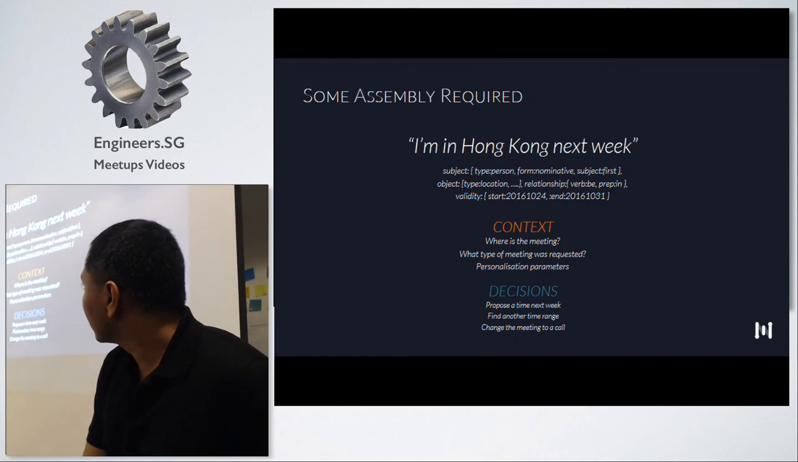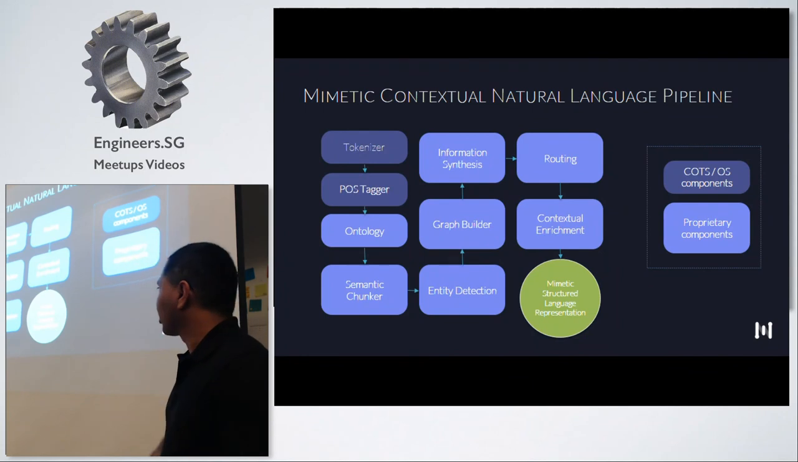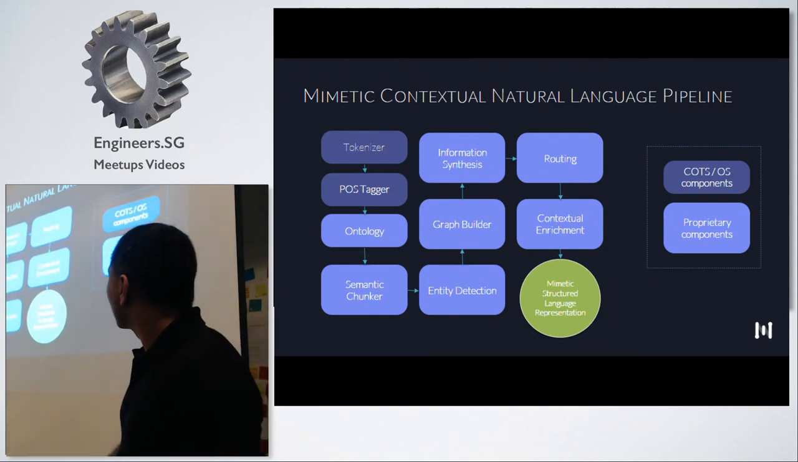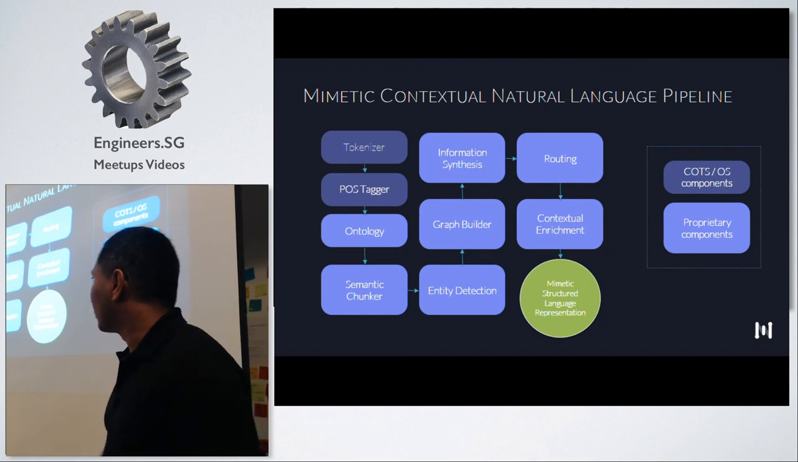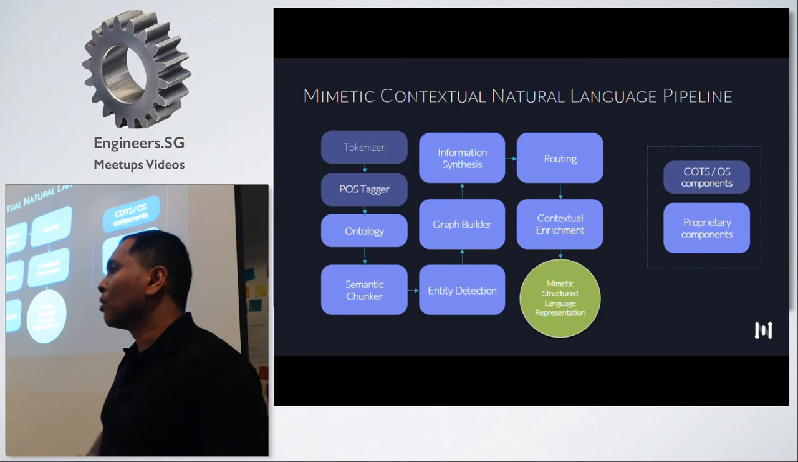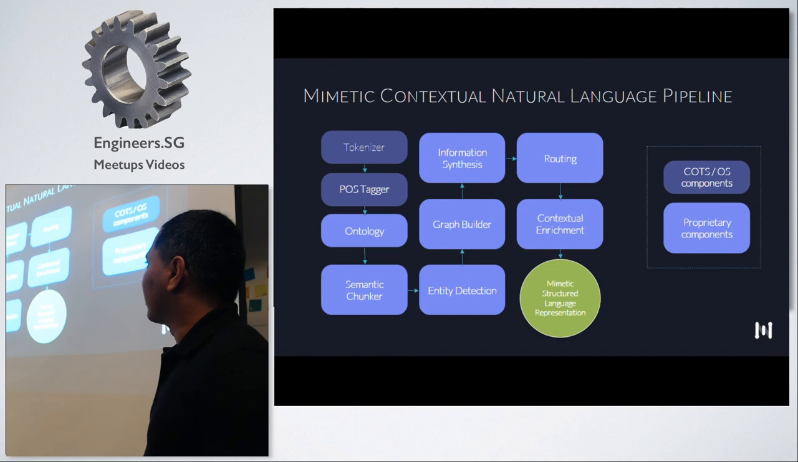So at a higher level, this is kind of what the natural language pipeline looks like. And as I said, it's all built in Ruby, with the exception of the off-the-shelf components. So the tokenizer and POS tagger are off-the-shelf, and this is one of the components that's actually running in Python right now. But the reality is it could run in Java, it can run in C, it could run in whatever natural language library we happen to have it connected to.